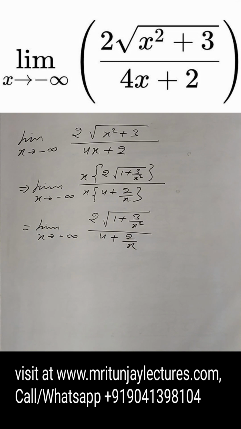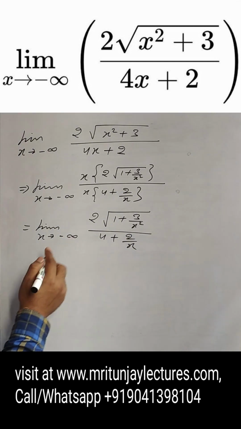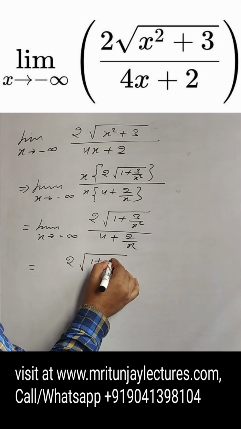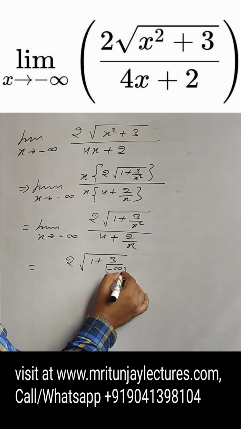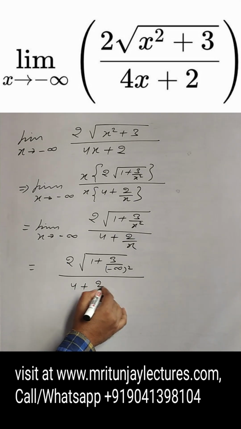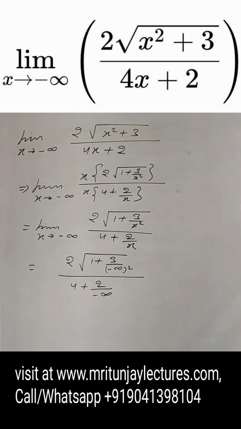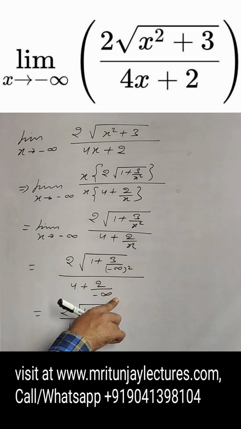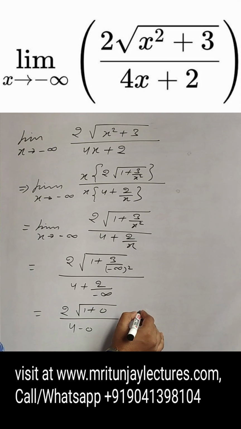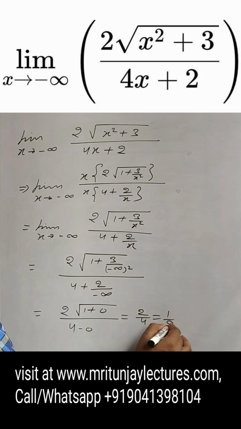Clear or not? Now, if we put x equal to minus infinity, then we get 2 under root of (1 plus 3 by minus infinity) to the whole square, whole divided by 4 plus 2 by minus infinity. Clear or not? So that is 2 under root of 1 plus 0, divided by 4, and 1 by infinity, that is 0. So finally 2 by 4, that is 1 by 2 is the right answer.